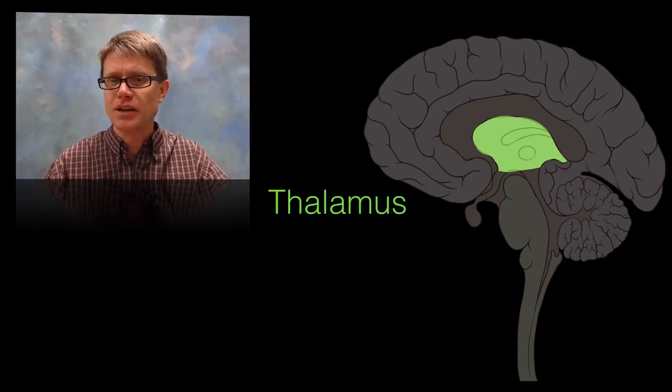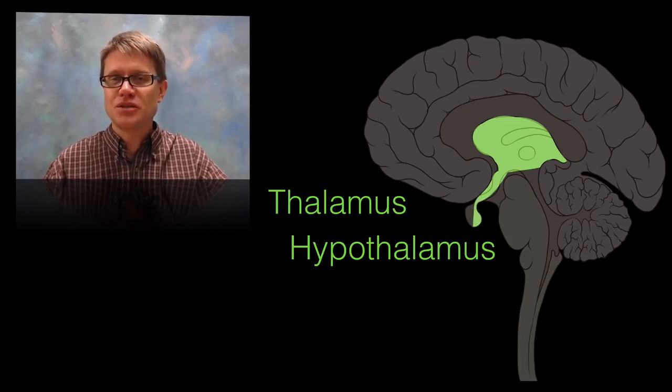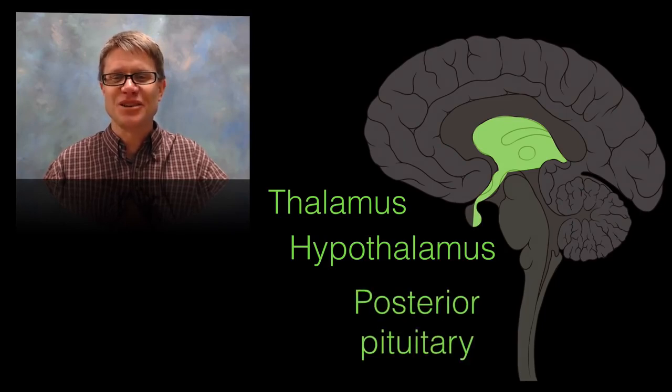What's below that? That is the hypothalamus. Underneath that, what's that do? Remember, that's homeostasis. It's maintaining that internal body state. Do you remember what hangs off the bottom of that? That is the posterior pituitary. Hopefully you're doing well so far.